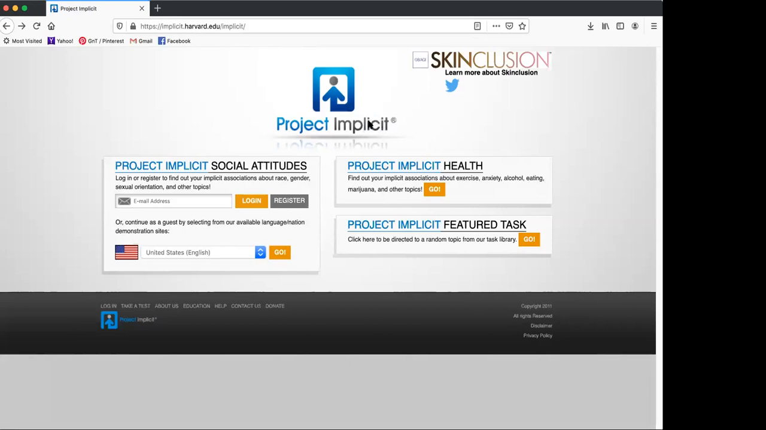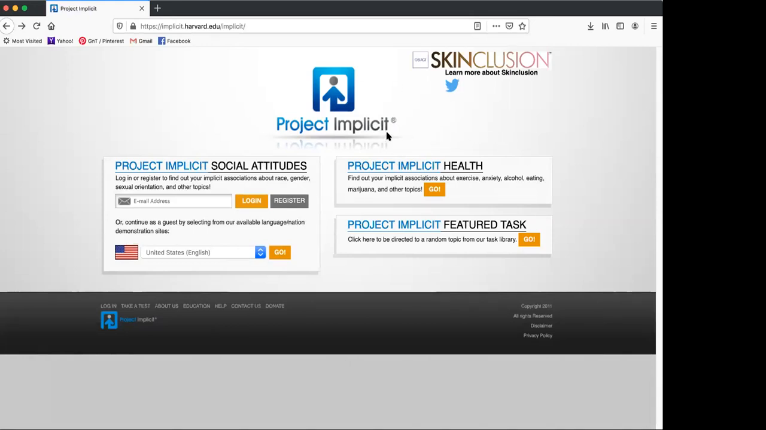When you first put the link in your browser, it's going to take you to this screen, Project Implicit. If you're interested to learn more about Project Implicit, there's a little bit of information in the workbook about who created this test. It's probably the most widespread and commonly used online test to help people tap into their implicit bias. There are others that exist, but this is the most common one that folks take. It's the one that has the most research and evidence that backs it up.